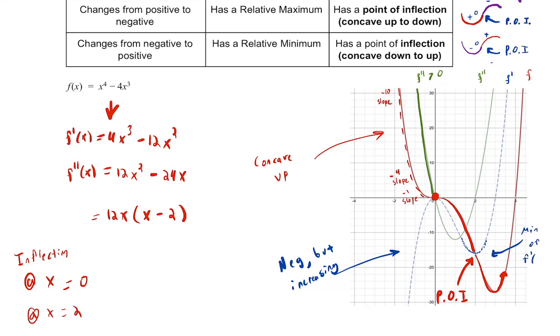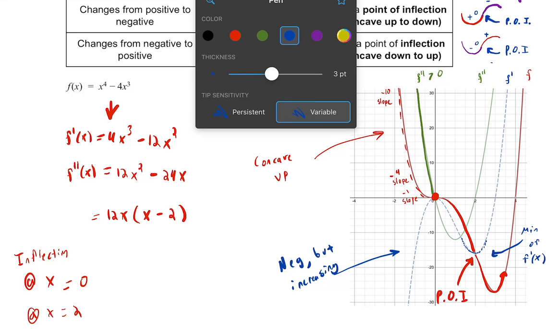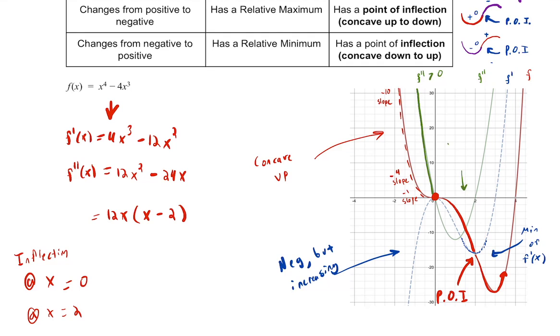You can probably tell we're going to spend a lot of time on this. There's so much going on. It's a minimum of f prime, and it's where the second derivative switches signs. All right, so those three things all happen at the same time. The second derivative switches signs. The first derivative has a minimum because it switches from decreasing to increasing. And my original function has a point of inflection. All three of those things happen at the same time.